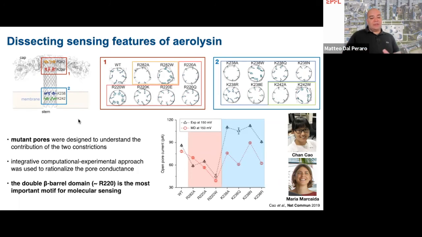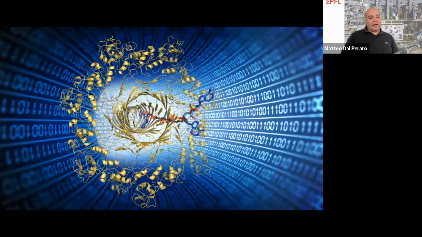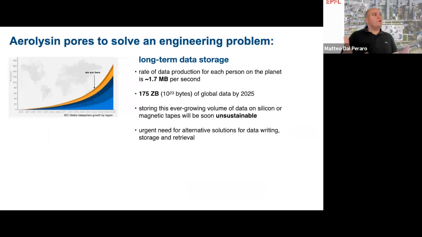But for today's presentation, I decided to give you an example of another application. That is the application of nanopores to the problem of data storage. We all know that we are producing data at an extremely high pace, and if we continue like that, soon it will be pretty much impossible to store data on the existing technologies based on silicon or magnetic tape. This will soon become unsustainable, like many other activities of our society.